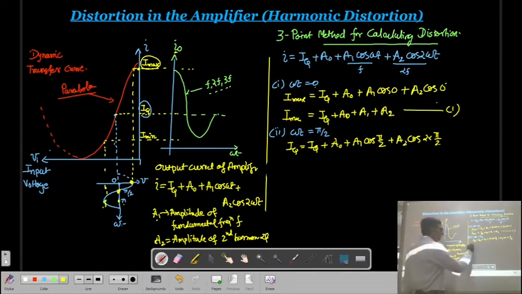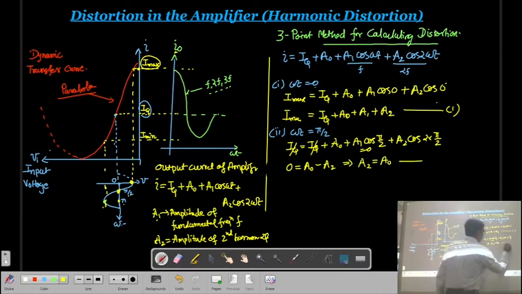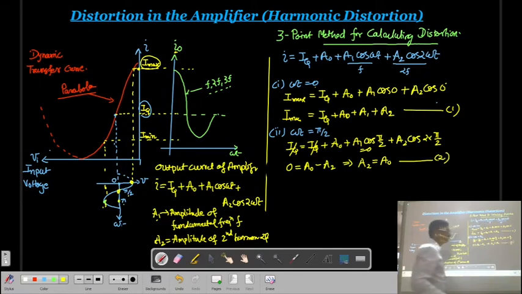Now, here you can see IQ is on the left hand side and the right hand side, so it will be cancelled, and therefore 0 is equal to A0. Now, cos pi by 2 is 0, so this term is also going to be 0. Here the 2 will be cancelled and the cos pi will be there, so it will be minus A2. And this indicates that A2 is equal to A0. This is my expression number 2.